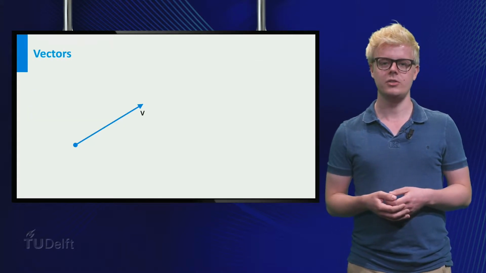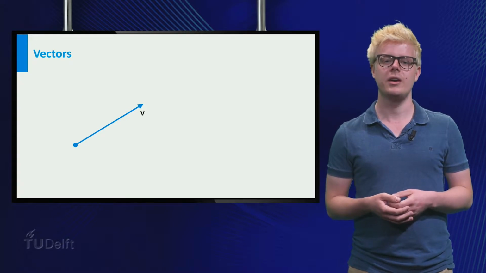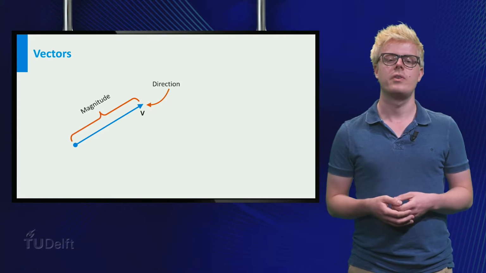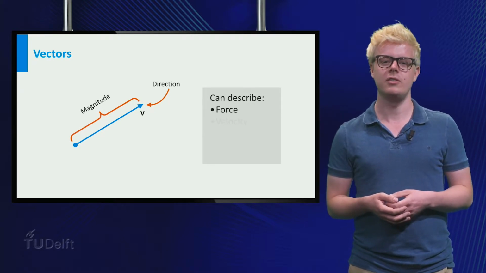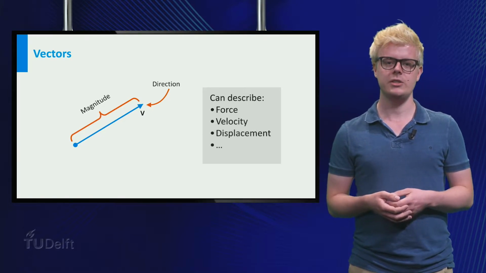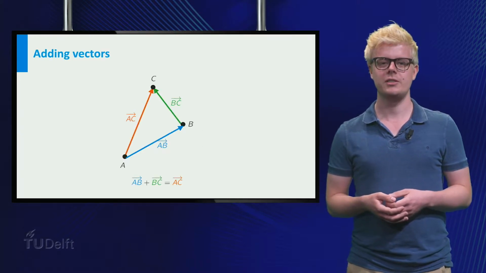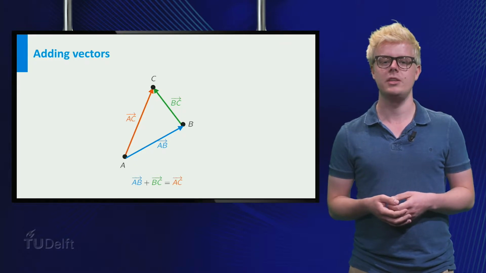Another fundamental concept is that of a vector. You have seen that a vector is an object with a magnitude and a direction. It is usually represented by an arrow. Vectors can be used to model physical quantities like force, velocity, and displacement. There are several operations that you can perform on vectors. First of all, two vectors can be added. The sum of two vectors is obtained by putting one after the other.